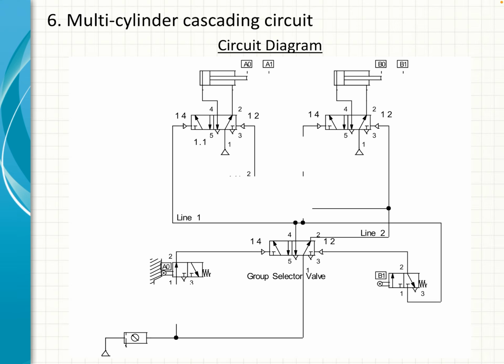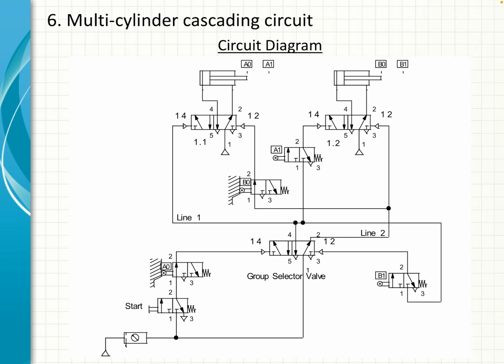So here we have our 2 limit switches, 2 other limit switches, and we have a start button. There's A1 and B0. So to explain the circuit, we push our start button, the air supply goes through A0 into port 14 of our group selector valve, moves it to the right. Air supply then goes into line 1.